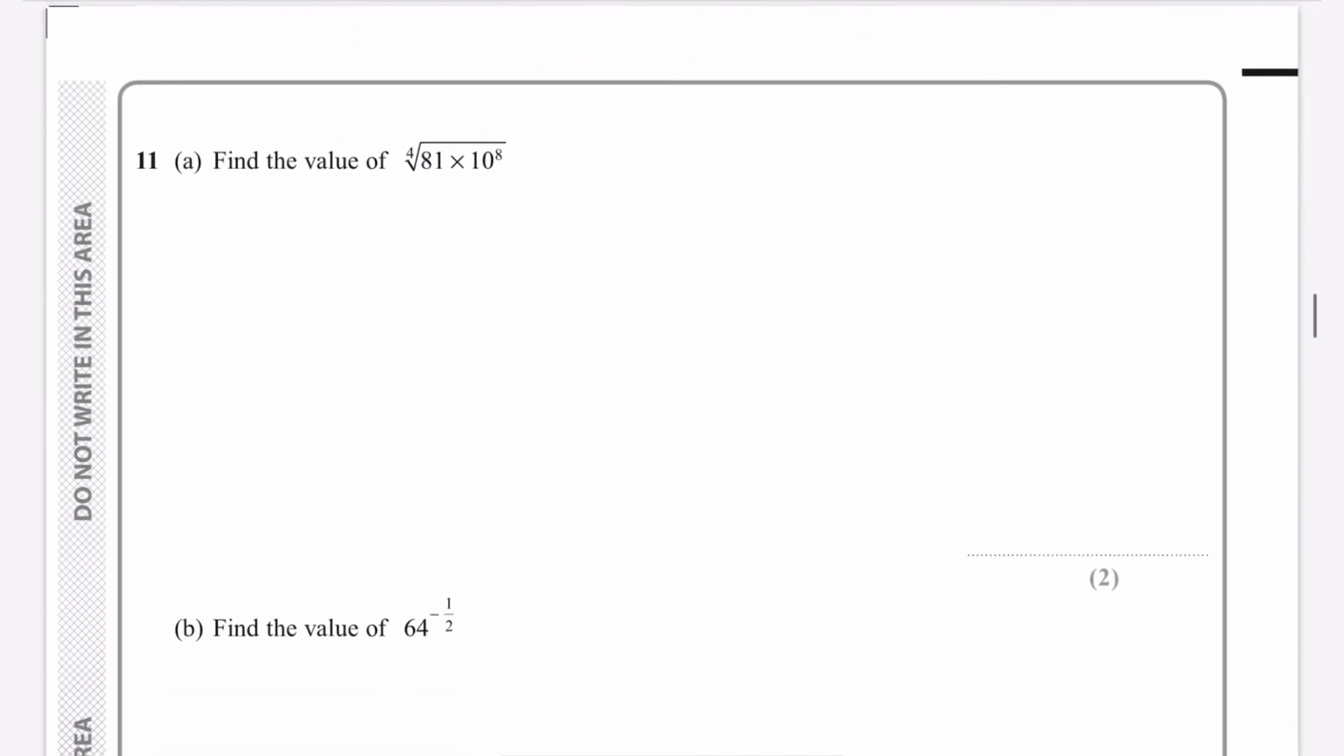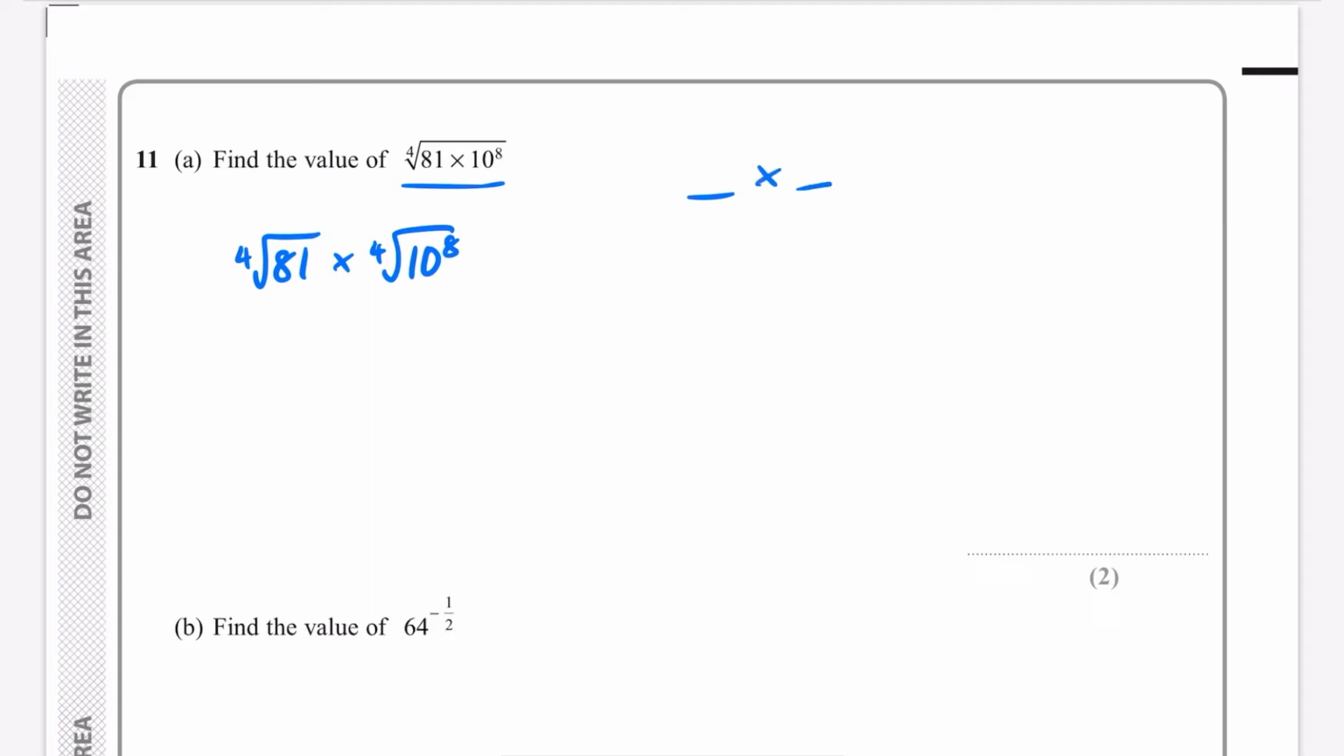Okay, question 11. We're going to do the fourth root of this thing that we've got here. Now you can actually split this up into two separate things when you have surds or roots like this. We can say that this is the fourth root of 81 multiplied by the fourth root of 10 to the power of 8. Now this is asking for you to think of a number that when you multiply it by itself 4 times, we come up with the answer 81. And hopefully you can spot that that number is going to be 3. 3 multiplying by itself 4 times is 81.